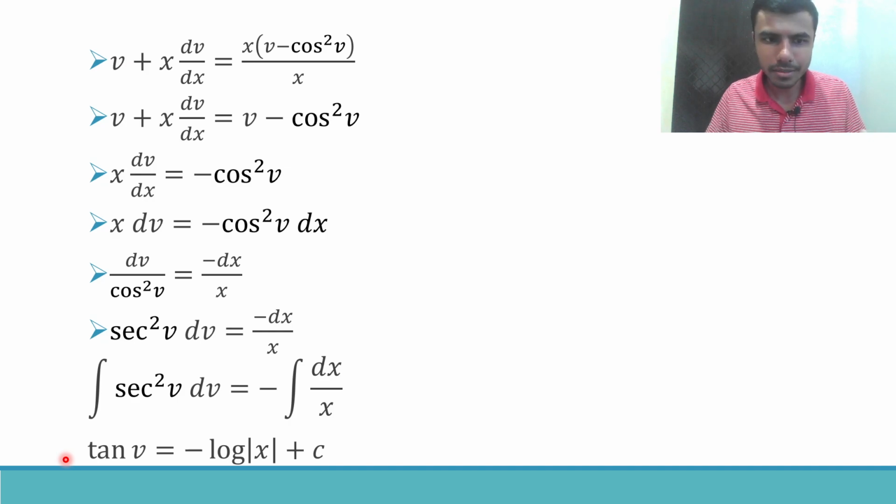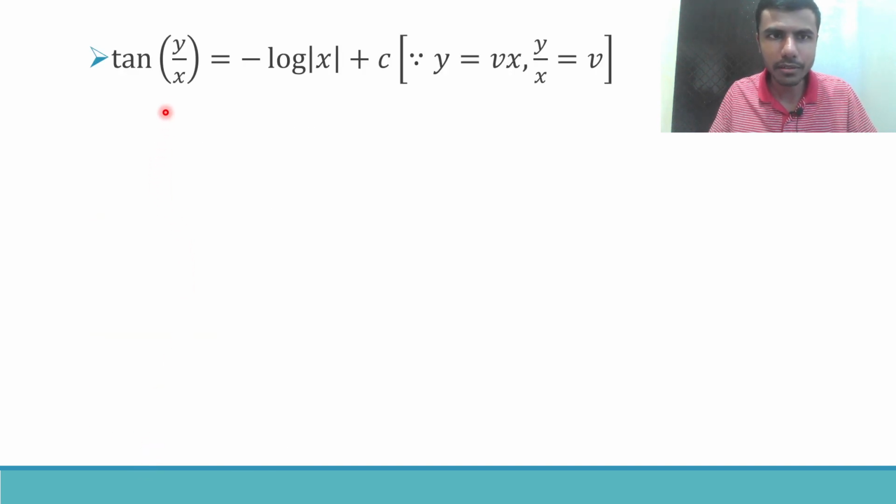But before that, this v was not there. It is something we introduced. In the question we were just given x and y, so our answer needs to be in terms of x and y. So this v is nothing but y by x, because y is nothing but vx. So send this x here. y by x is nothing but v. So in place of v, I just put y by x.